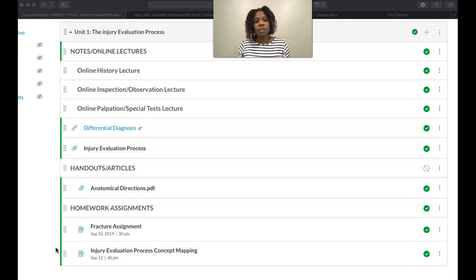So what are the goals of this particular unit? The goal is to make sure that you understand the components of a clinical injury evaluation, right? The goal is to make sure that not only do you understand it, that you understand the importance of it and that you're able to apply it when we move into our lab class. I hope that you enjoy the lectures that were put together. They were put together intentionally, not to waste time, but to make sure that you truly have a grasp of the injury evaluation process.